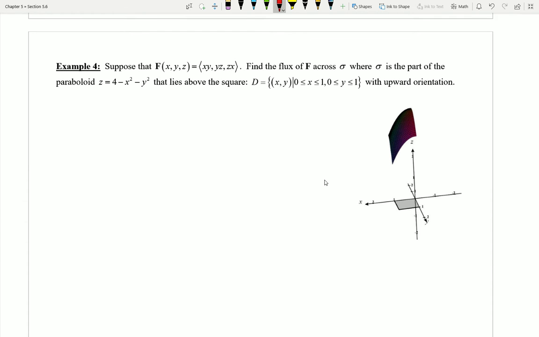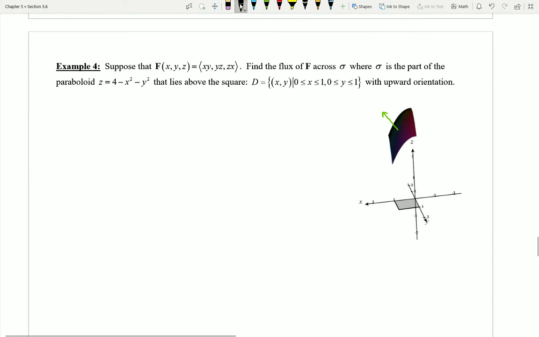Let's take a look here at example 4 and see how we can build upon the ideas we talked about in the last video. Notice here that example 4 is going to be exactly the same as what we had in example number 2. We're going to have the same f. We still want to find the flux of f across sigma, where sigma is part of the paraboloid that lies above the square, and again, we're going to imagine that it has upward orientation. That is, we're imagining that I'm tracking fluid flowing in this direction through the surface as positive flow.